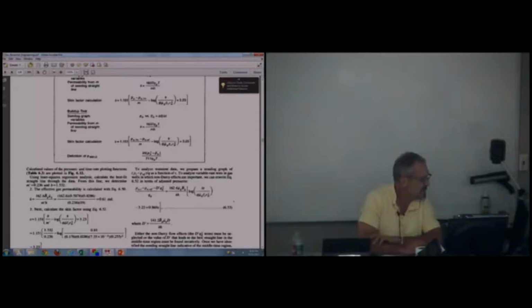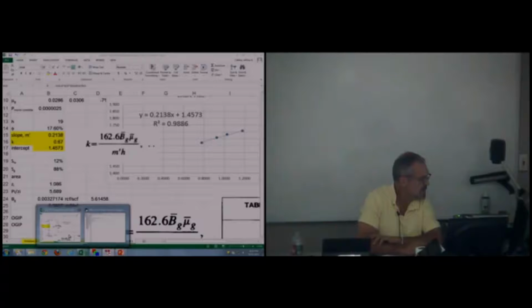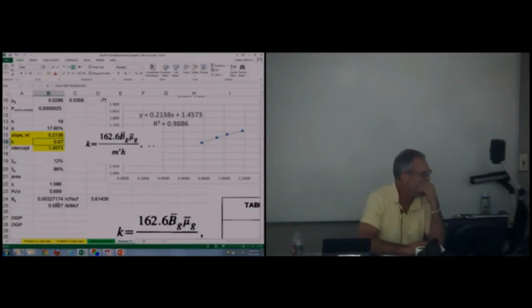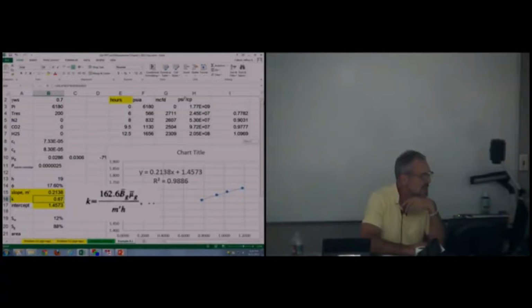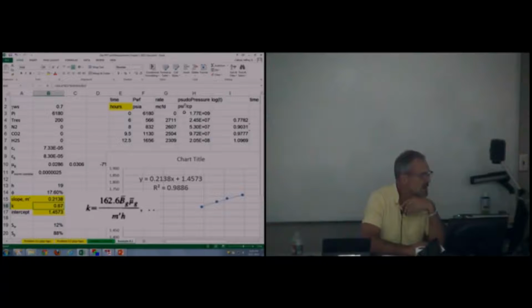Did I make a mistake in my spreadsheet? Yeah, the pressure, that's the pressure. The last pressure should be 1646, not 56. On my table? Yeah, PWF. PWF. Is what? Yeah, 1646.